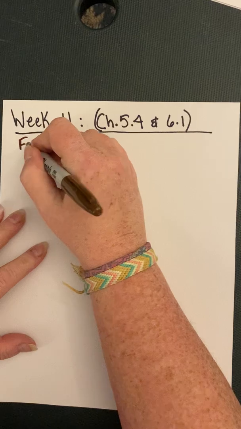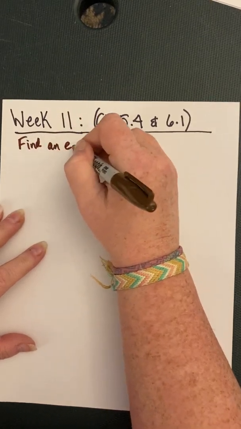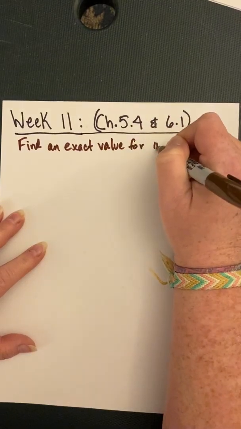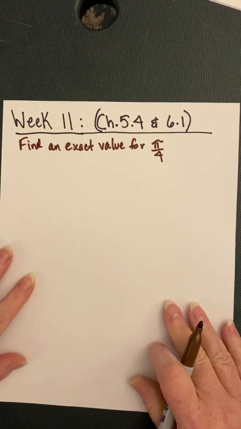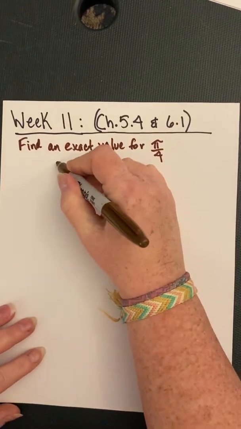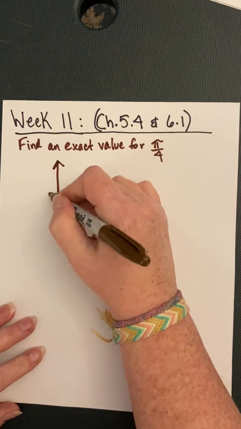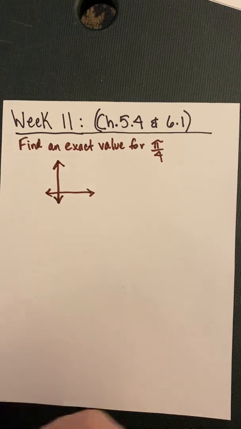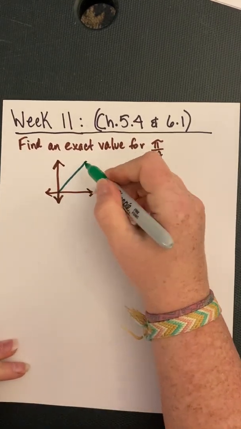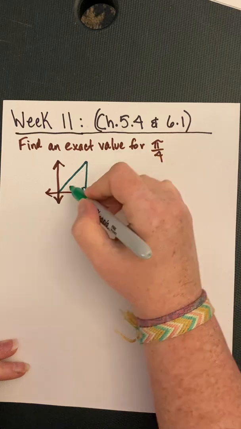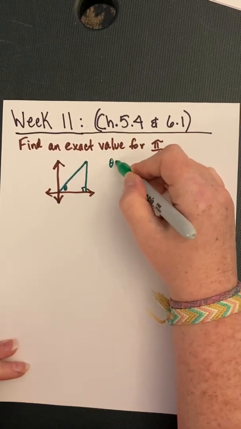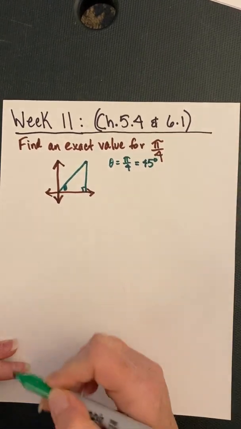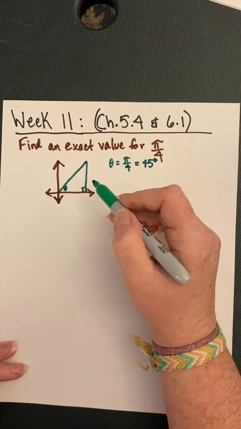Okay, so here they're saying find an exact value for pi over 4. Okay, so pi over 4 would be something like that, where that's theta, right? So theta is pi over 4, but we also know that that's 45 degrees.